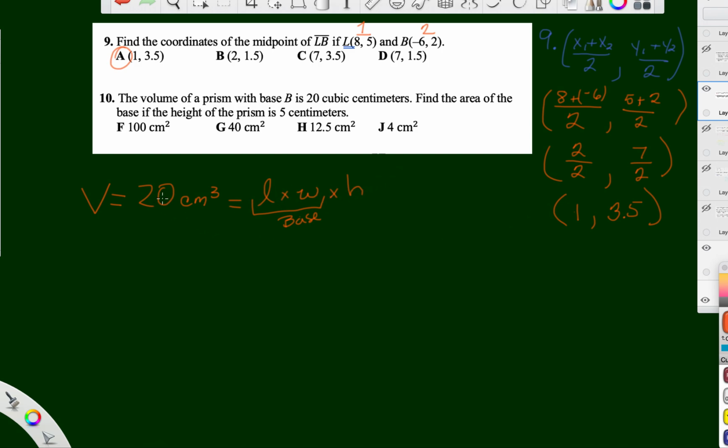Great. If we know this, and we know the whole thing is 20 cubic centimeters, and we know what the height is, and we just want to find the area of the base, I'm going to say big B, the base, times the height equals 20 cubic centimeters. We know what the height is, so we're going to put that value in there. 20 cubic centimeters equals the area of the base times the height, times 5 centimeters.